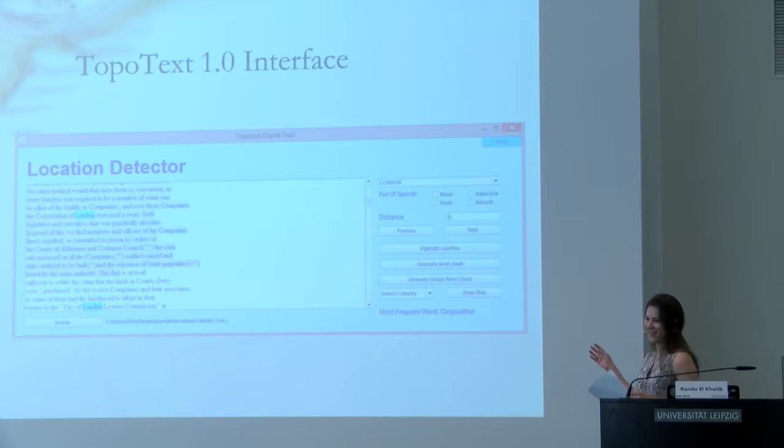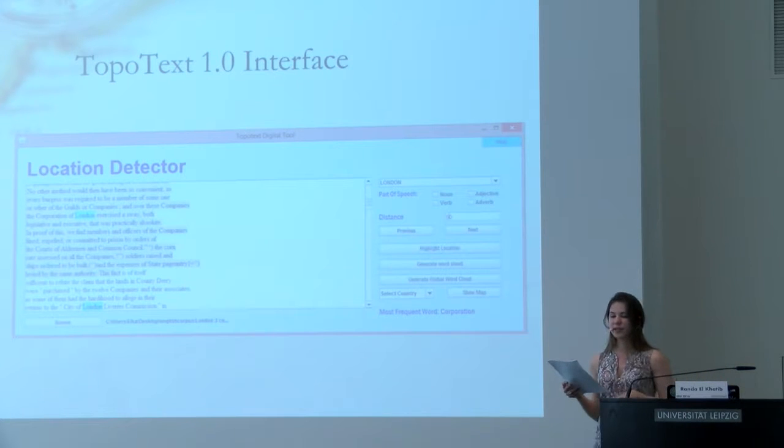So don't judge by the interface, it actually works. This is the first version of Topo Text, and Topo Text combines different open access tools, including the Stanford natural language processing toolkit, including the named entity recognizer and the part of speech tagger, as well as the Google API and Maps engine and Wordle.